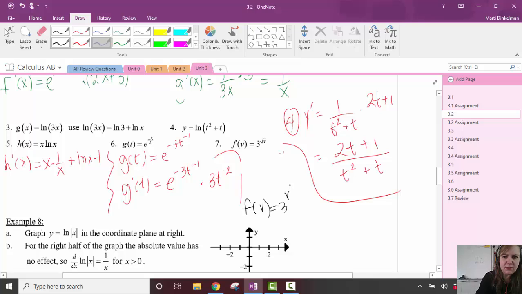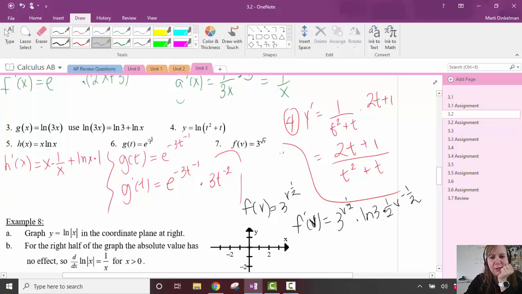3 to the v to the 1/2. Okay, so a couple things here. Remember for this one, what we're supposed to do is the same thing. I'm also supposed to sneak in a natural log of 3 because this is not an e to the x. And then the derivative of the v to the 1/2 would be, again, because of chain rule, I have to do all that.